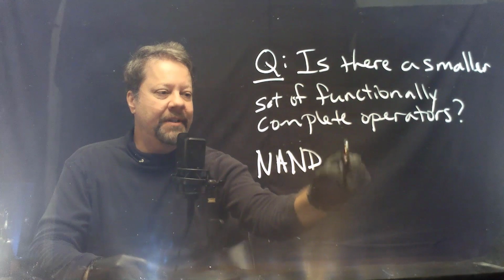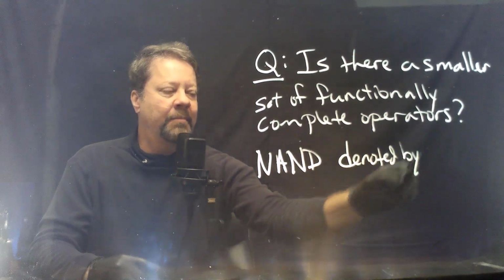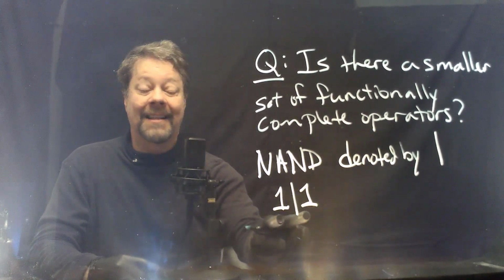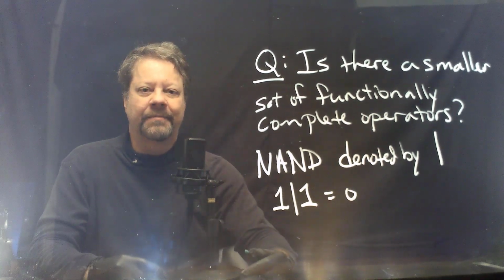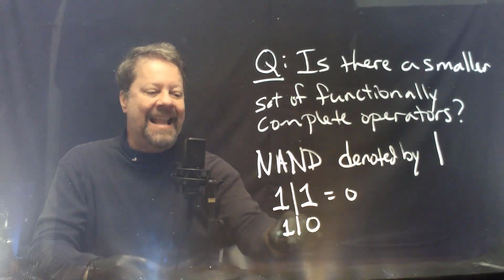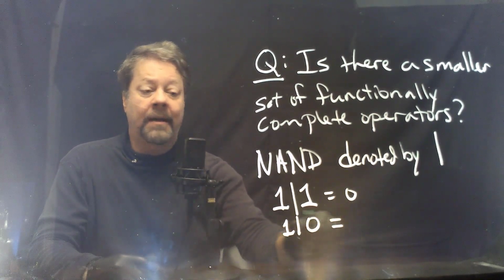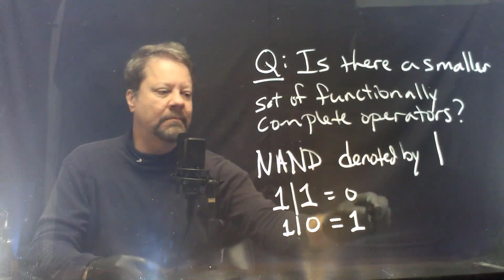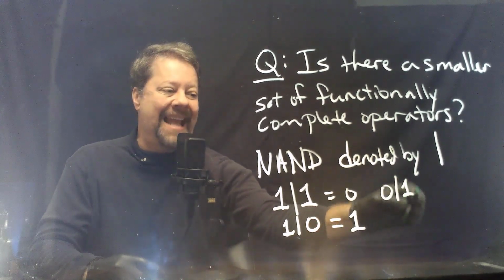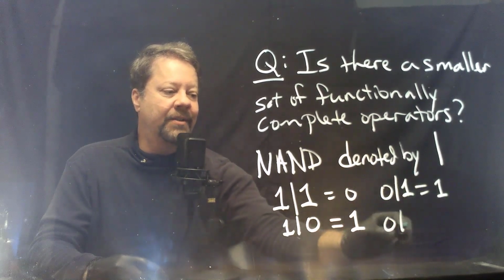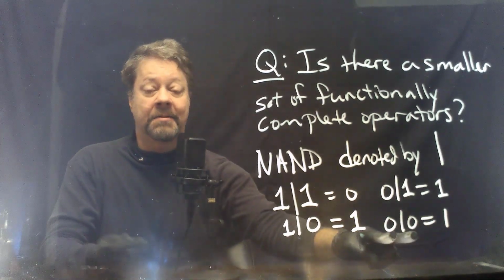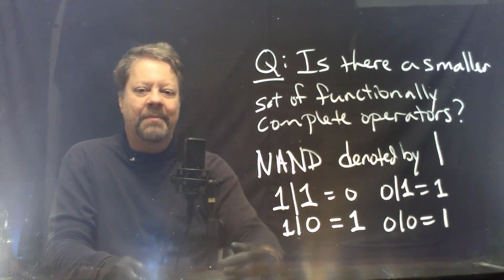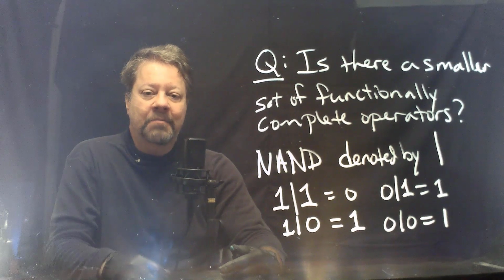And we sometimes denote this by a vertical bar. So for instance, one NAND 1, this is the not and, this is going to output 0. One NAND 0, this is not and, we don't get both of these true, so we'll output 1. Similarly, 0 NAND 1 is 1, and 0 NAND 0 is 1 because we don't have the AND situation here. So the NAND operation by itself can be used to construct Boolean functions.